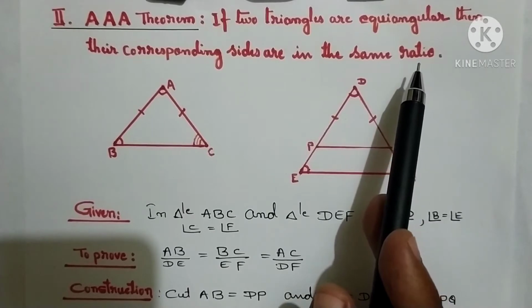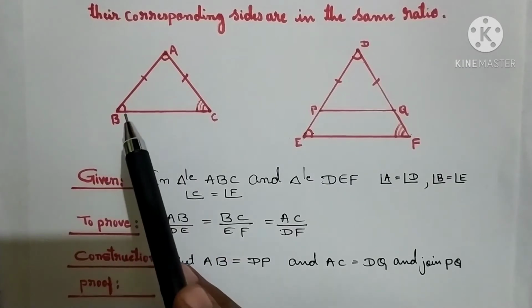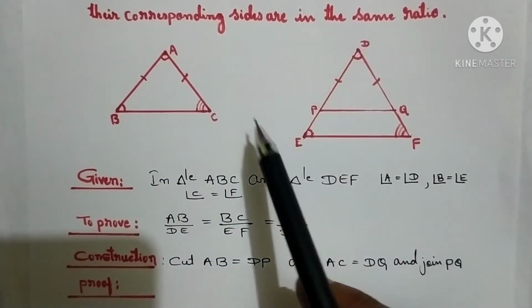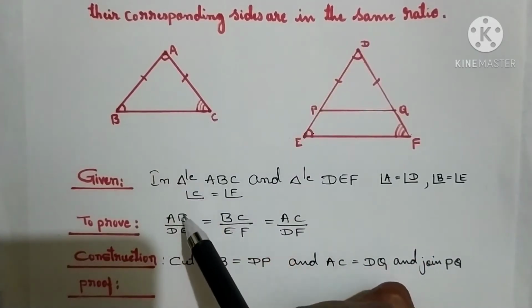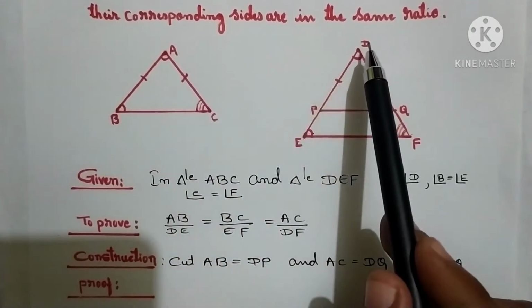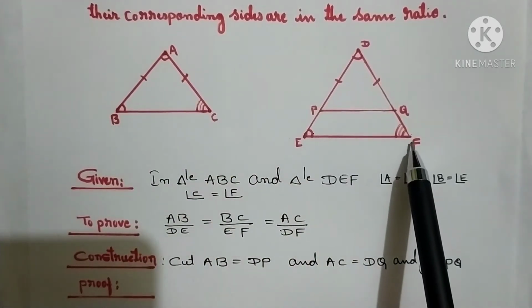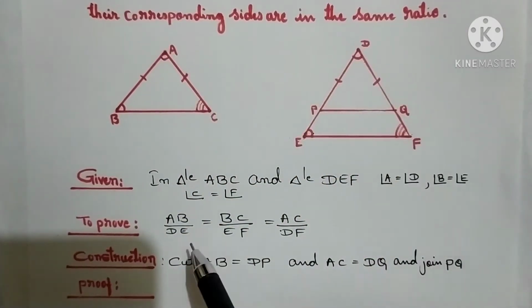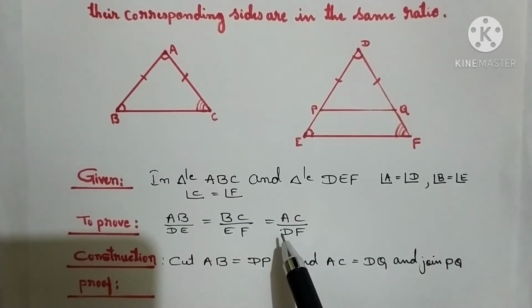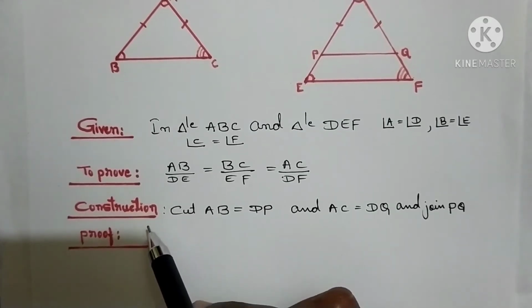That means what we have to prove here? To prove that AB divided by DE, corresponding sides are in the same ratio. That means here we should write AB divided by DE, then BC divided by EF, then AC divided by DF. So this one we have to prove here. Now the next step, we should go to construction.